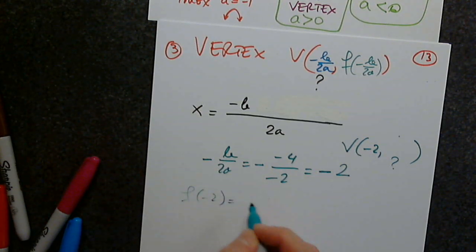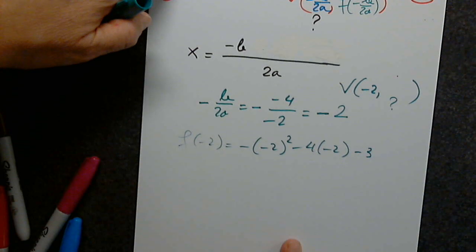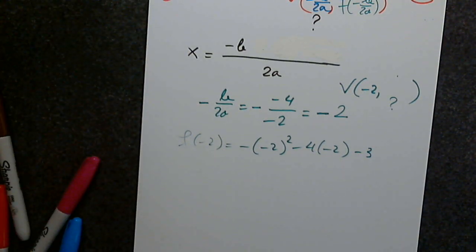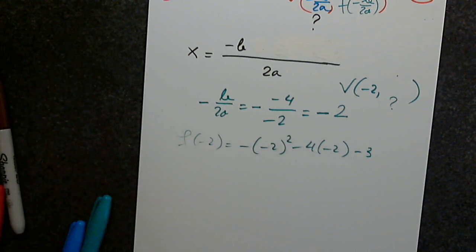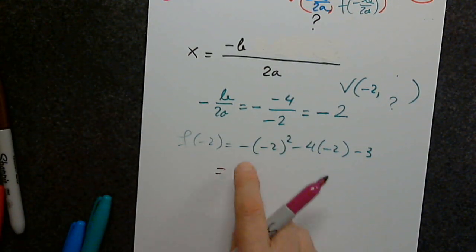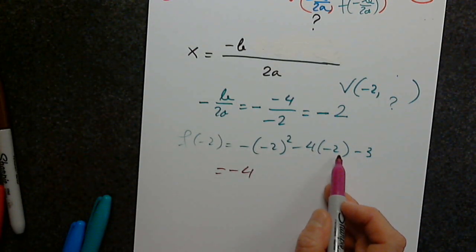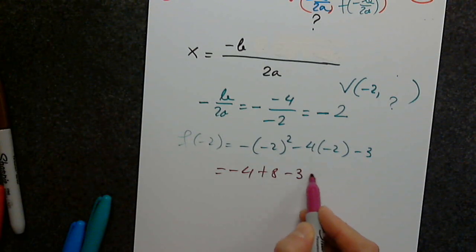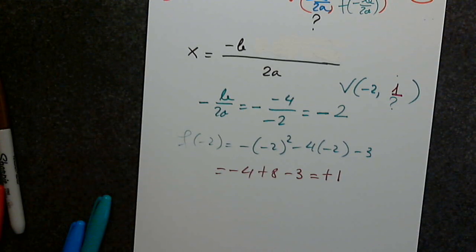So f of -2 will be -2 squared minus 4 times -2 minus 3, right? If I have x, the y coordinate is determined by plugging it in. So -2 squared, 4 with minus in front, -4 times -2, +8 and minus 3, and this is +1. So the x coordinate of the vertex is -2. The y coordinate will be 1.